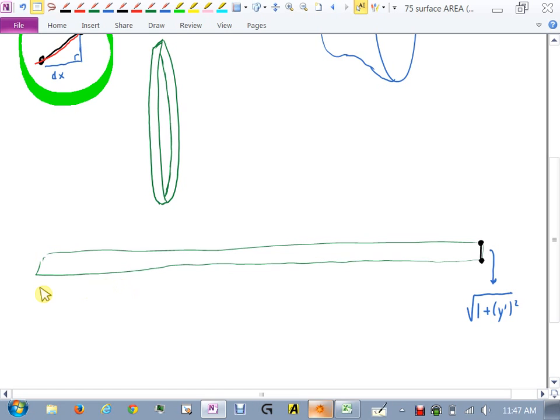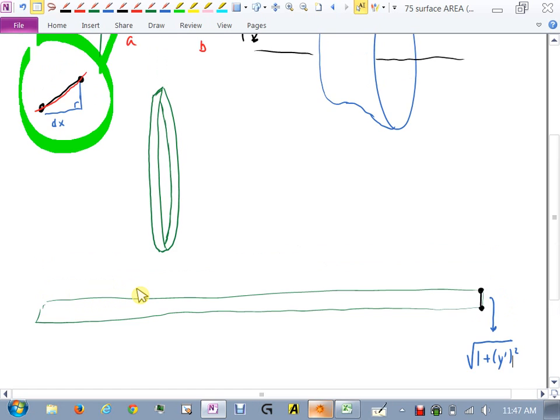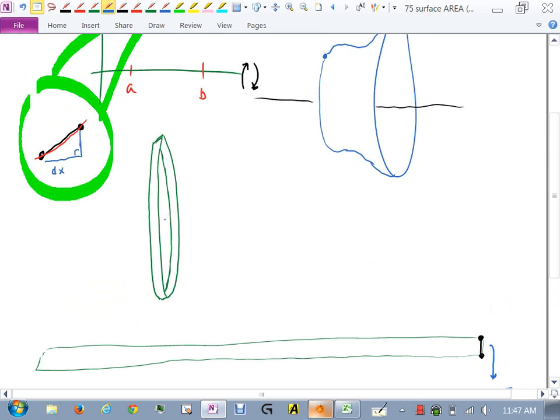Now, how long is this rubber band? Well, we need to know the radius. So here is our axis of rotation. What's the distance from here out to the edge? There we go. That's the height of the function, isn't it? That's f of x.